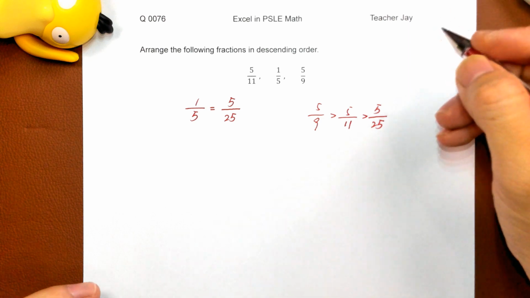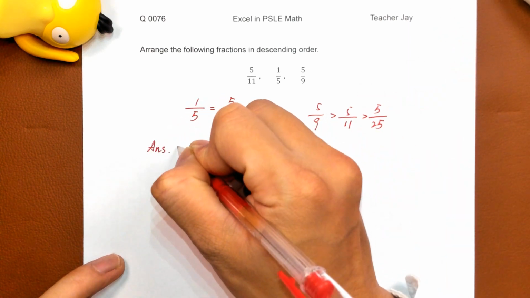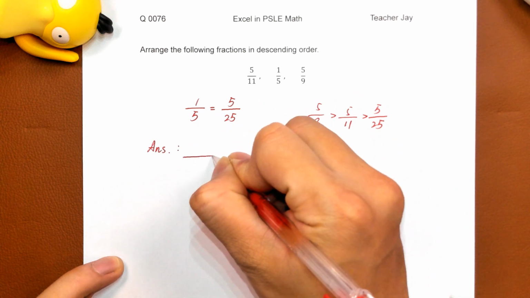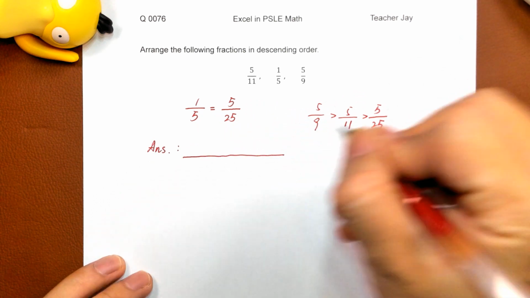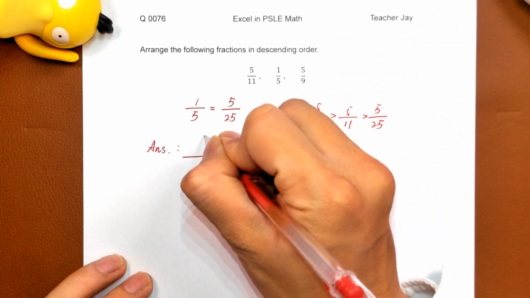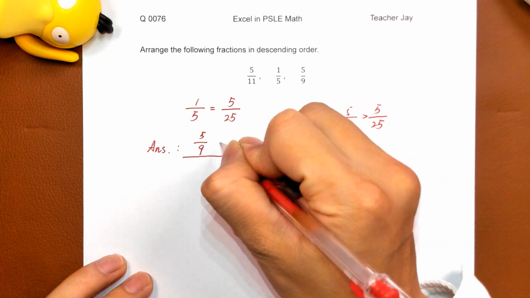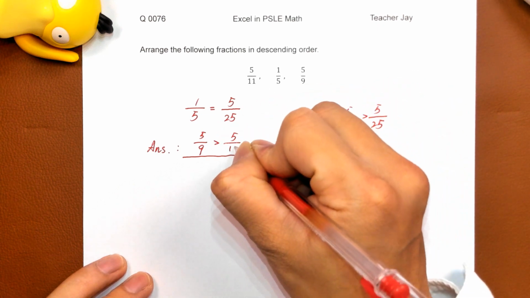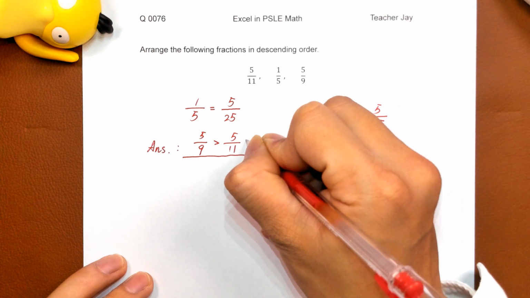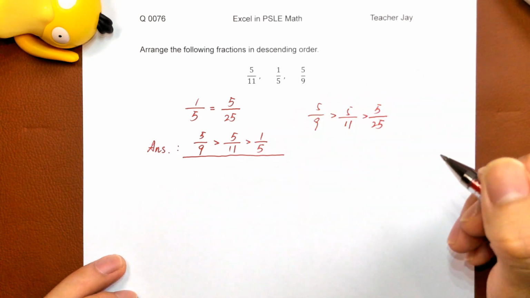But when we answer this question, we need to write down the original form of the fractions. So the answer here is 5 over 9 greater than 5 over 11 and greater than 1/5. Alright?